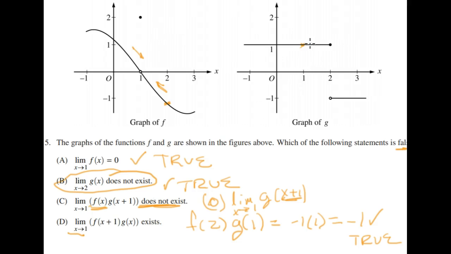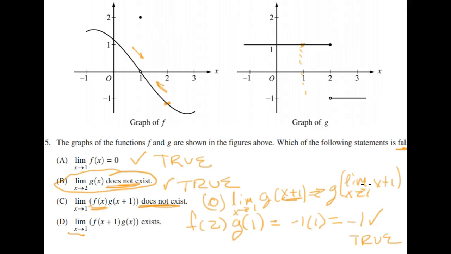g, for better or for worse, is continuous. Okay? So x is approaching 1, g is continuous. So this means that the limit of g of x is going to be equal to g of the limit as x approaches 1. Now, as x is approaching 2, g is not continuous, right? But as x is approaching 1, it definitely is.